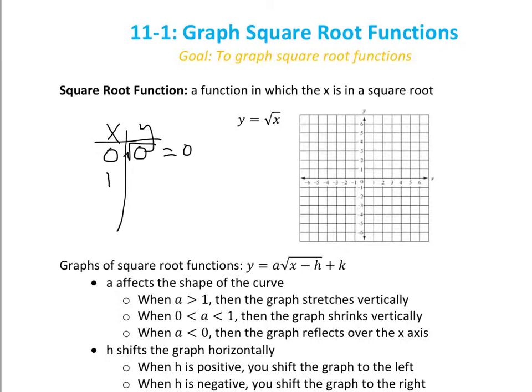I'm also going to use 1, because if I plug in 1 for x, the square root of 1 I know is 1. And I'm going to use 4, because I know the square root of 4 is equal to 2. So these are my 3 basic points for the basic y equals square root of x graph. It's going to look just like that. That curve where you have a starting point and you go up and to the right, that's how you graph a square root function.